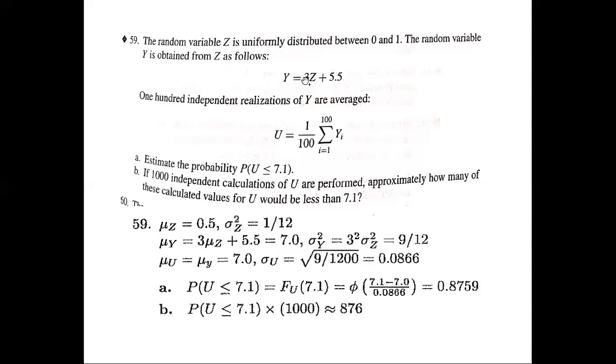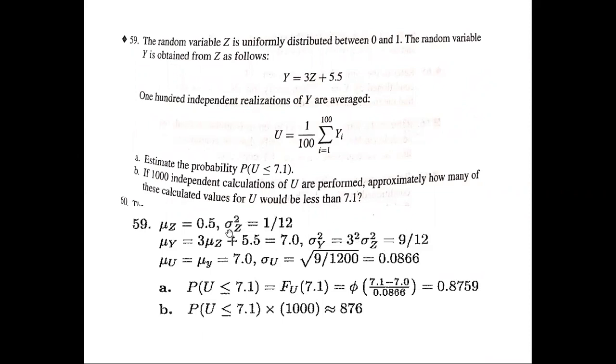Variance should be remembered as the expectation of x squared minus the square of the expectation of x. So for that matter, the variance of y is the expectation of the squared term minus the square of the expectation of that value. If you substitute that, you'll get 3 squared sigma z squared. 3 squared will be 9, and sigma z squared is 1 by 12. Therefore, it will be 9 by 12.